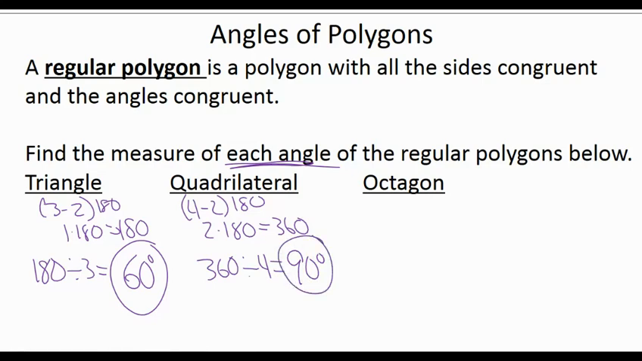And that actually makes sense, because if you picture a regular quadrilateral, it is a square. And a square has four right angles, which would be four 90-degree angles.